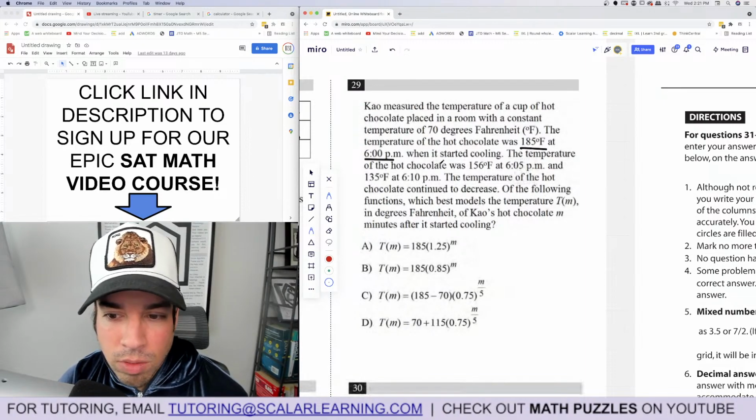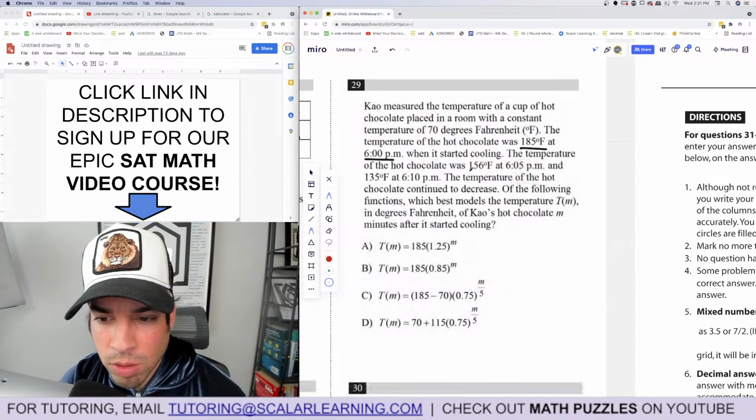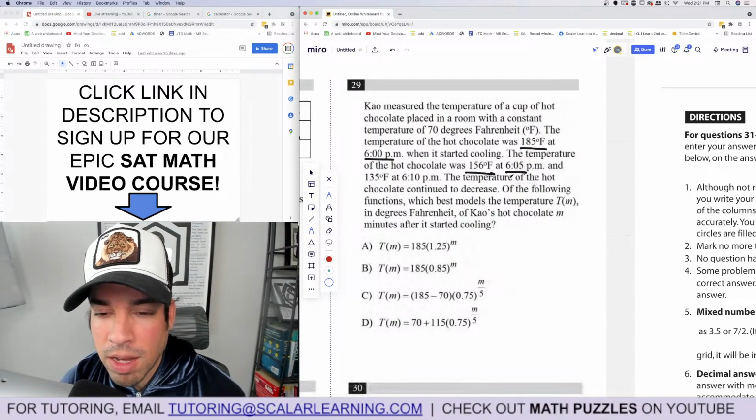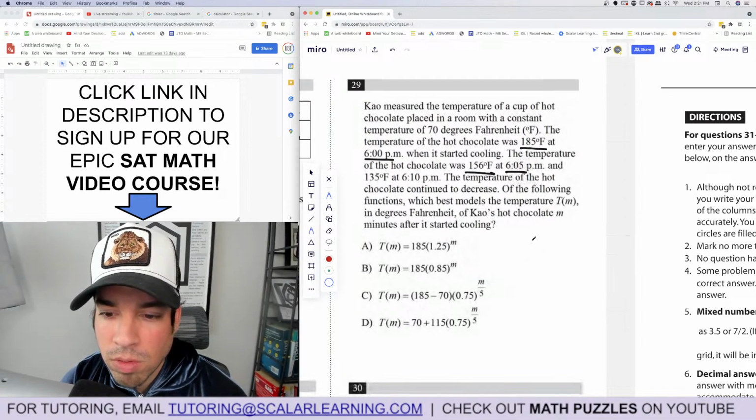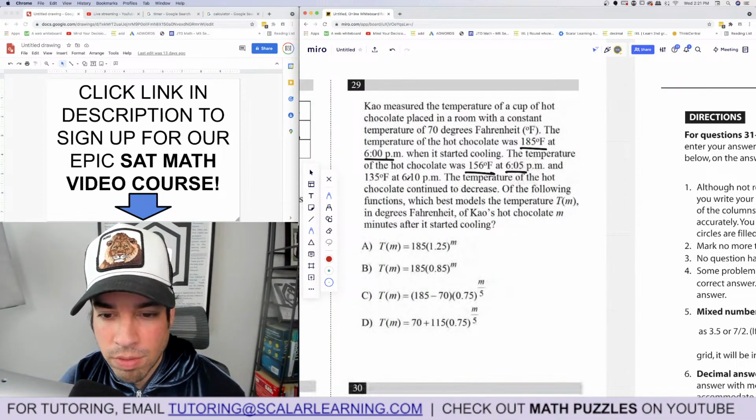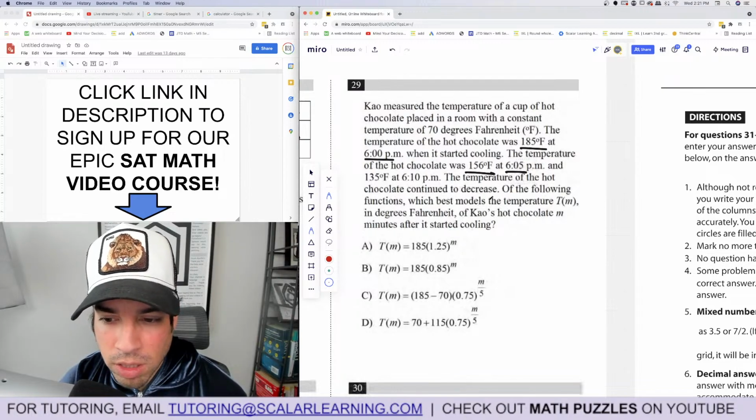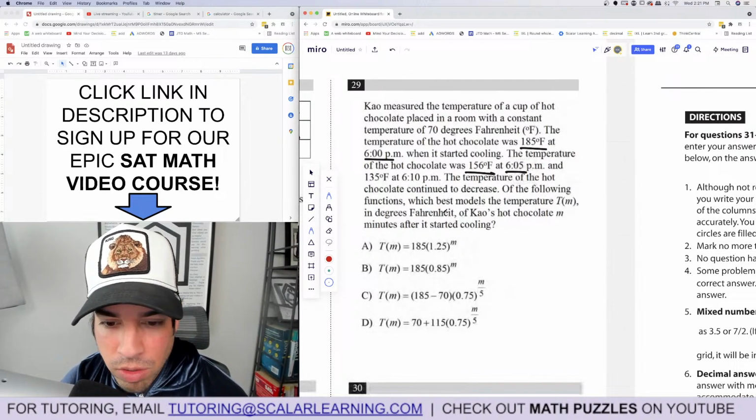Okay. When it started cooling, the temperature of the hot chocolate was 156 at 6:05. So, okay, 135 at 6:10. Temperature of the hot chocolate continued to decrease. Of the following functions, what best models Kyle's hot chocolate m minutes after it started?